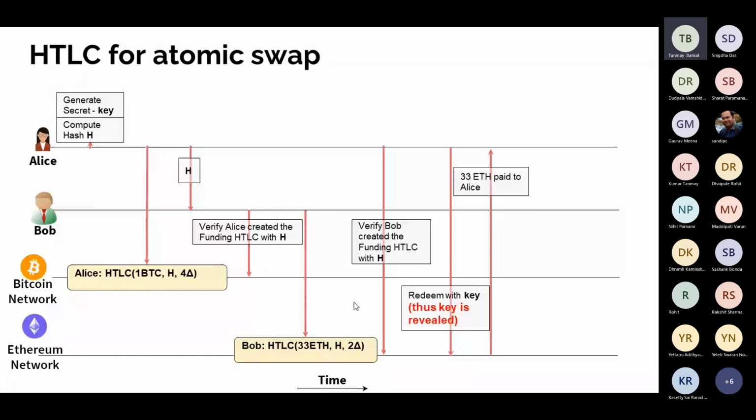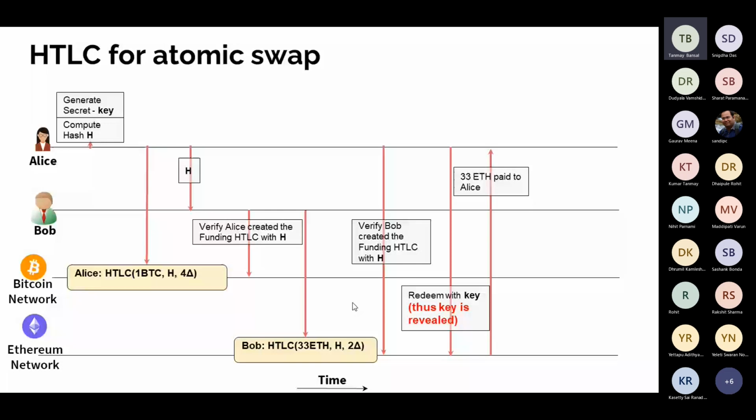For redeeming both the transactions, the same key is required. Alice knew about it, and Alice has revealed it. After revealing it, Alice can claim those 33 ethers created by Bob's transaction. But just as this key is revealed, Bob also knows the key, and Bob can now redeem Alice's HTLC of 1 BTC.